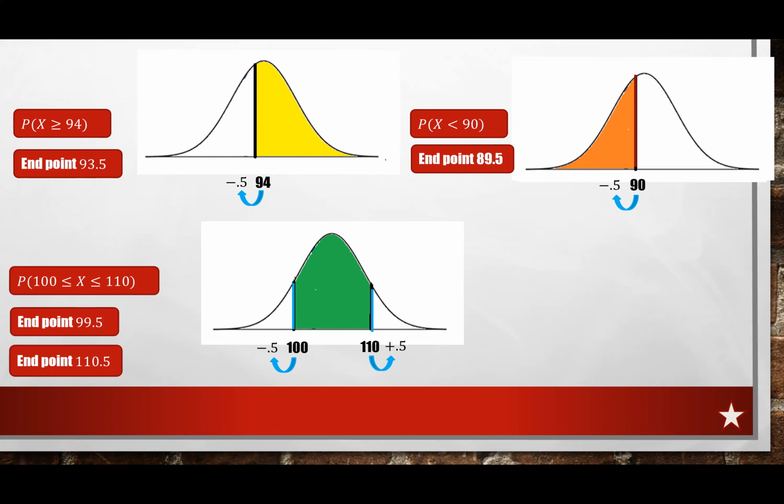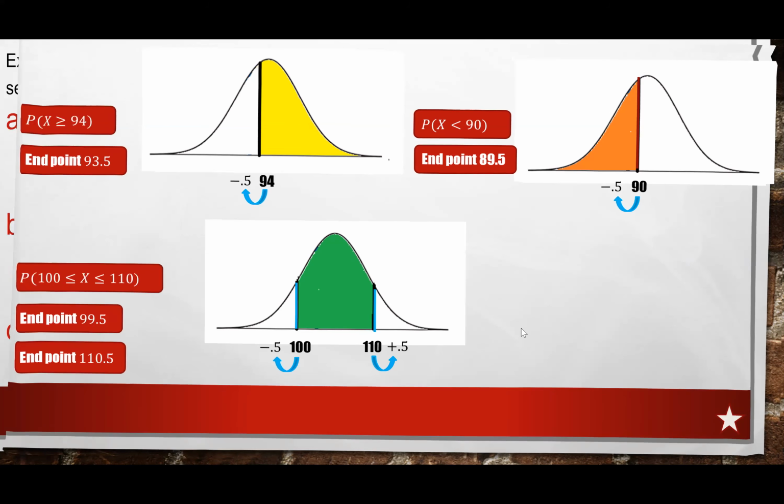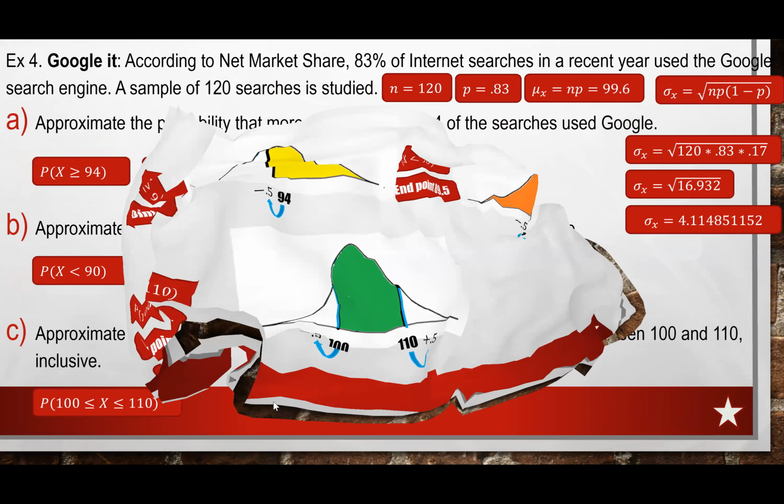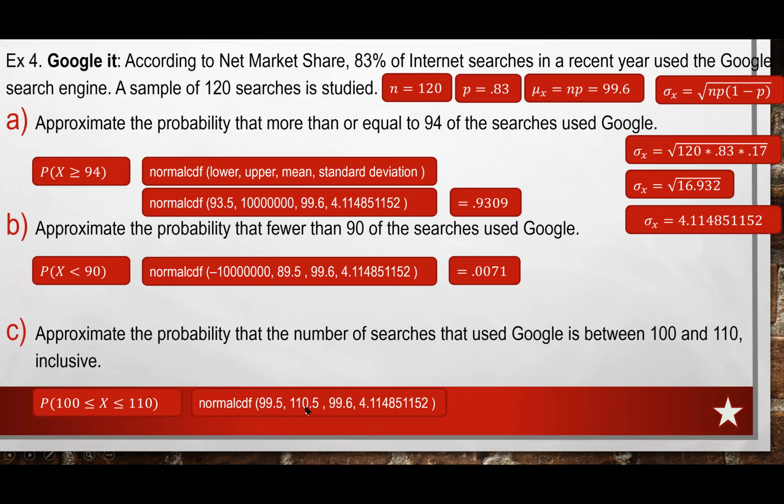Again, the approximation, you will always have to adjust, and your endpoint will always be 0.5 in terms of that. So my lower limit will be 99.5. My upper limit will be 110.5 because I'm looking for the area in between. The mean is the same, and the standard deviation is the same as before. So this is what I have.